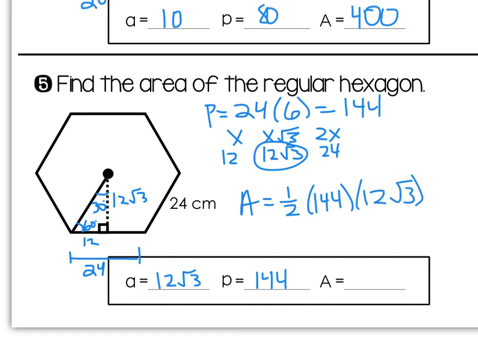When I multiply all that, we get another really big number, 864 square root 3. Just type 0.5 times 144 times 12 and put a square root of 3 at the end for good measure.